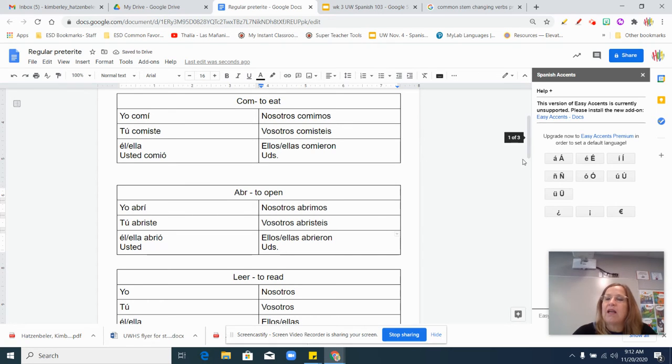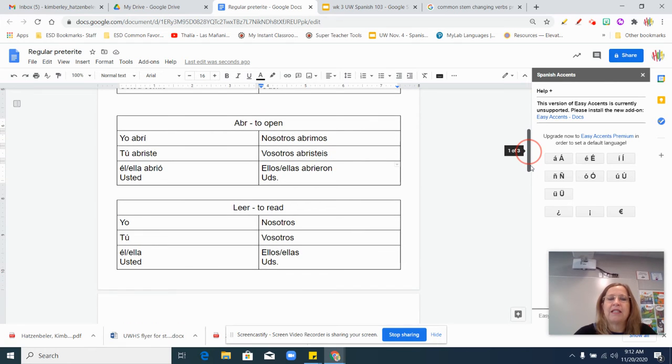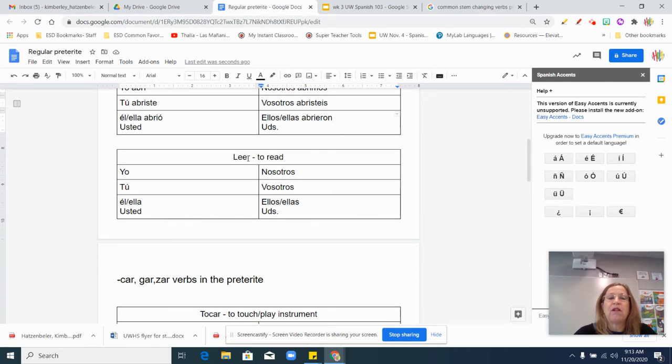There are some funky little spelling changes every now and then when you do the past tense. For example, leer, you take off the ER and your root is just LE. So I read is leí. You read, leíste.